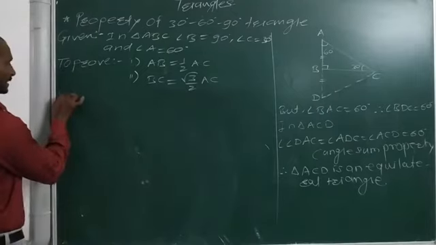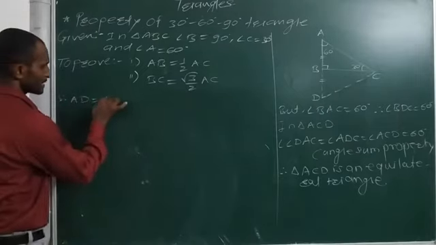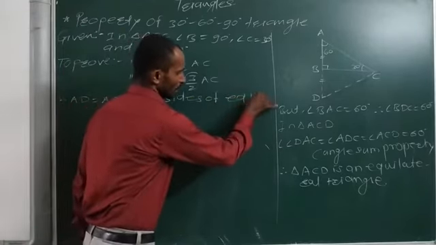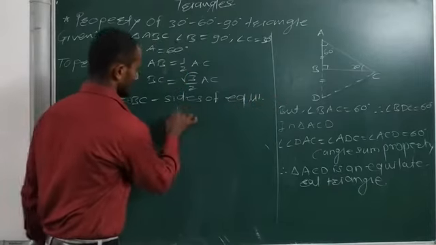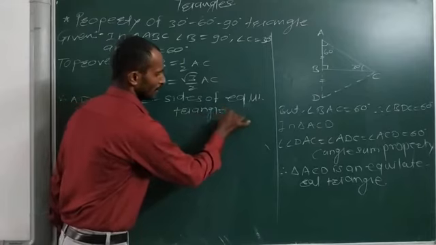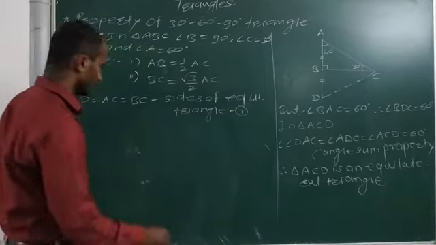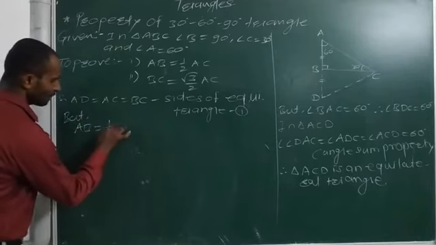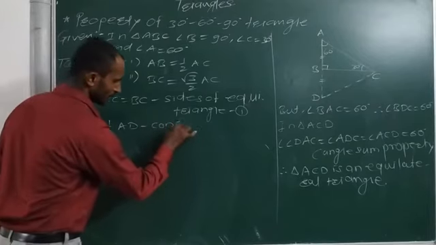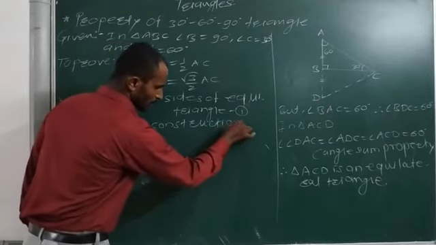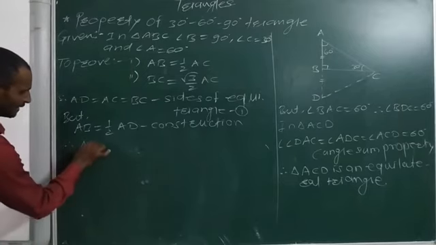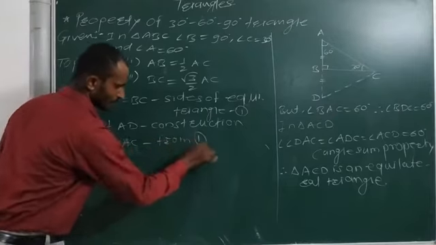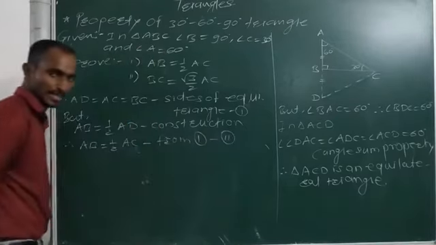So therefore we can write that AD equal to AC equal to BC, sides of an equilateral triangle, like the statement number 1. But AB is equal to half of AD according to the construction. By construction, therefore we can say that AB is equal to half of AC from 1, and let it be the second statement.